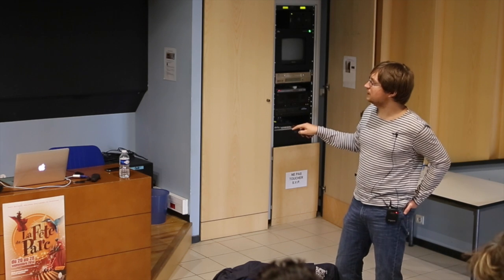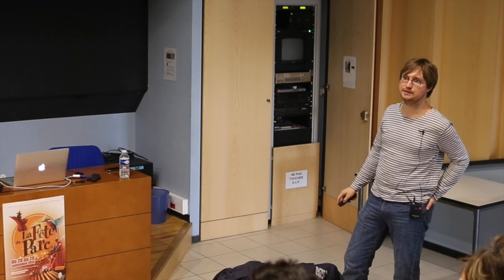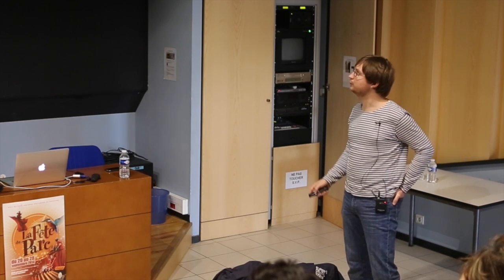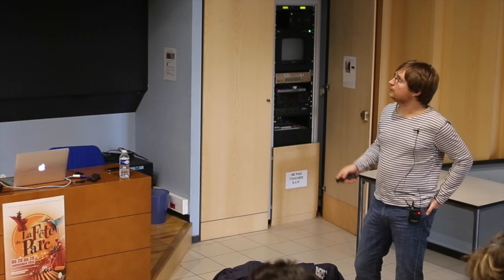What is important as well is that you change this different number of carbon, oxygen, converting them into nitrogen, but the number of these atoms is constant over time because they are not used anymore. You just catch protons and release an alpha particle at the end, but the number of these catalysts is constant over time. So this is for the hydrogen burning.